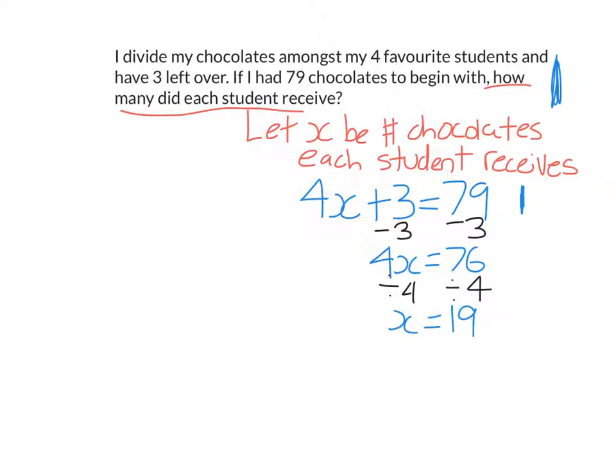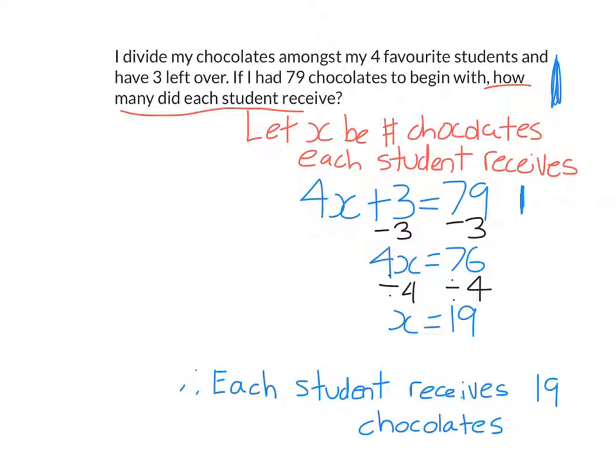So just to show you've really understood the question, and it was a worded question, let's write a worded answer. I was asked how many chocolates each student received, so I should write a sentence to that effect. So therefore, each student receives 19 chocolates.